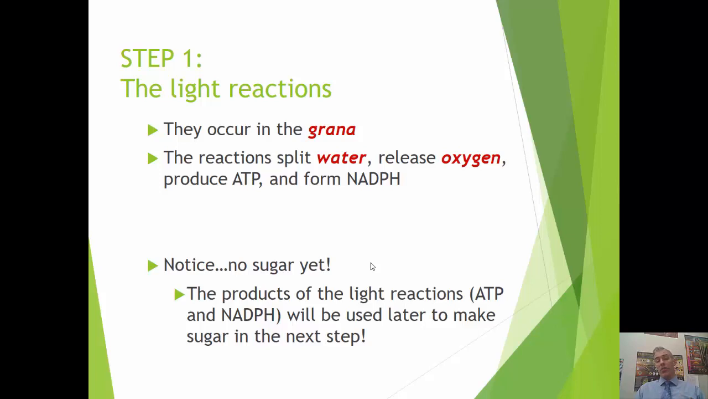But notice, there's no sugar yet. We have not made sugar in this first step. We're going to do that in the next step. Okay? The products of those reactions, the ATP and the NADPH, the high-energy molecules, are going to be used to build sugar later.